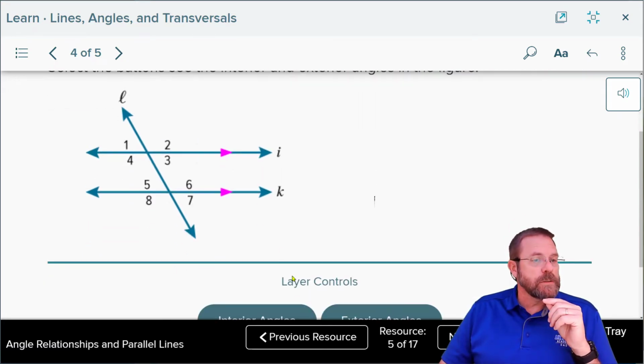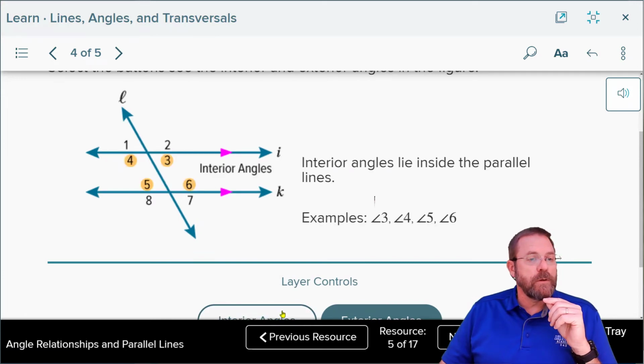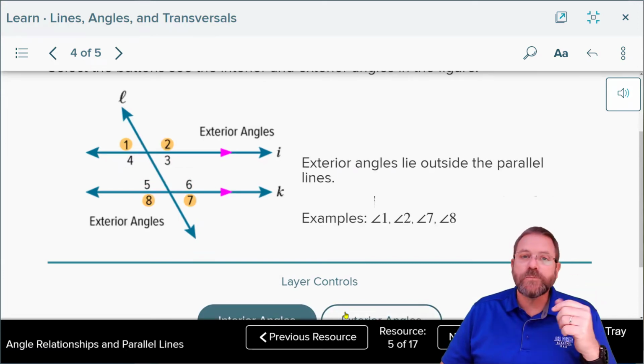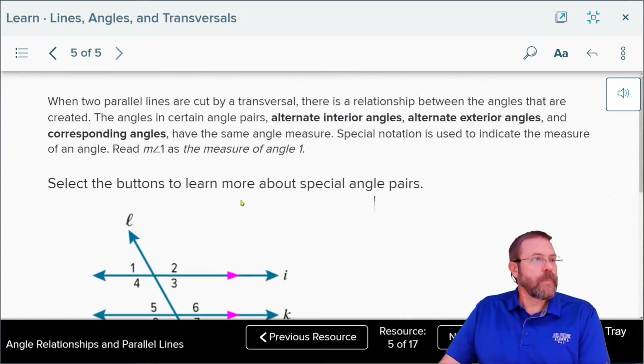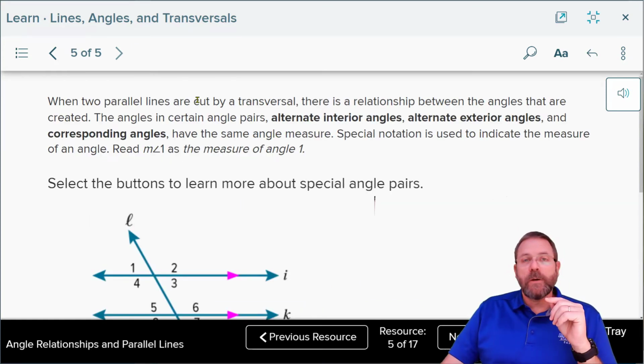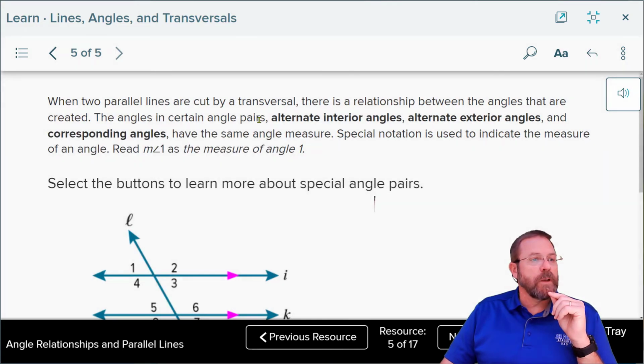Now let's select buttons to see it. All right, so there's your interior. There's your exterior, just like I just told you. When two parallel lines are cut by a transversal, there's a relationship between the angles that are created. The angles created are certain pairs of alternate interior, alternate exterior, and corresponding angles.